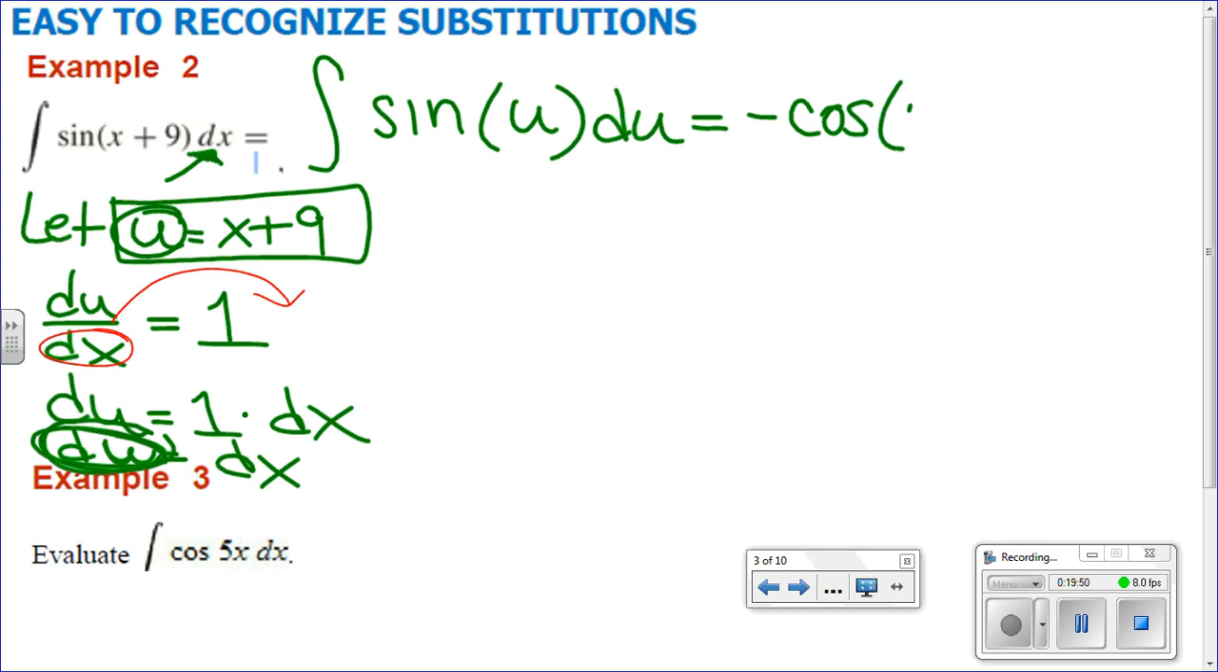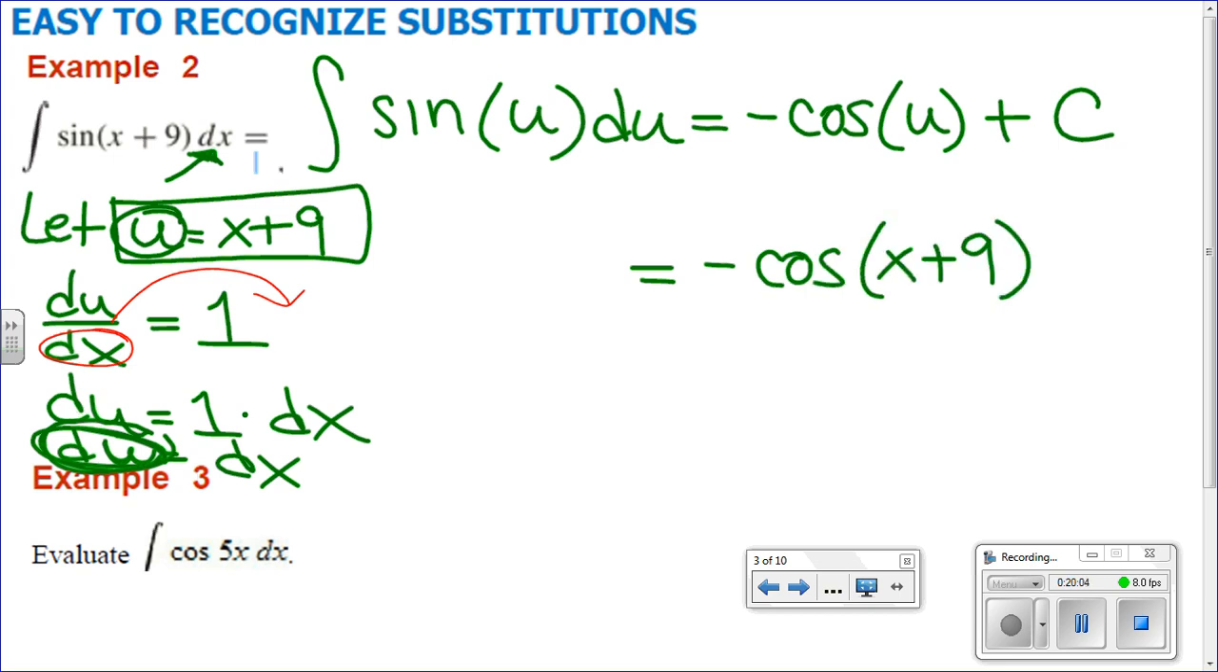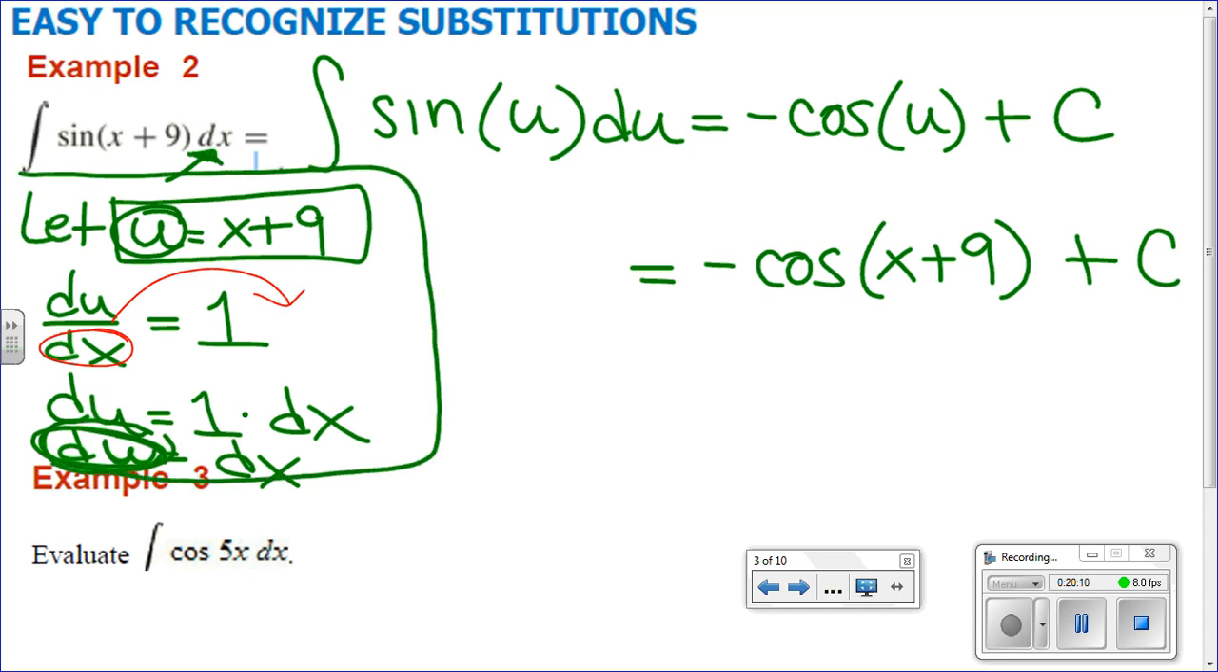Of u. Plus u. Okay, then we just go back and replace that, put it in there. So negative cosine of x plus 9 plus c. Now, do you have to show all of this if you were doing multiple choice?